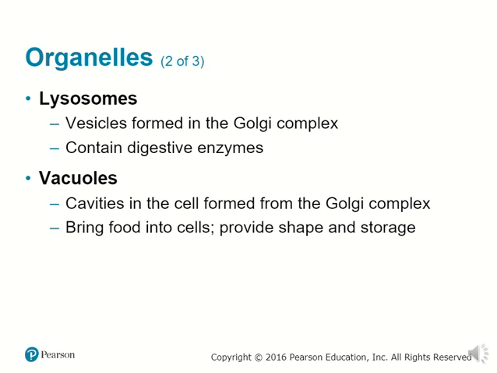And then also there are lysosomes, which are vesicles that are formed by the Golgi complex or Golgi apparatus, and they contain digestive enzymes to help get rid of, say, no longer functioning parts of a cell. And then vacuoles, which are cavities in the cell formed by the Golgi, and these basically bring food into the cell and provide shape and storage.